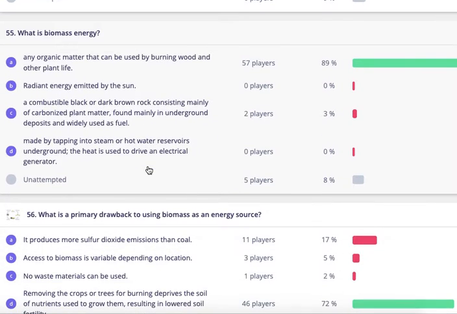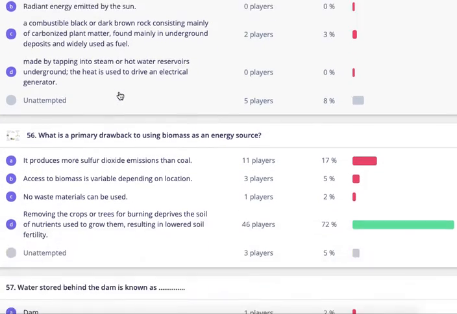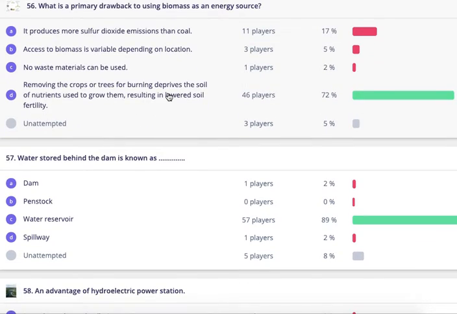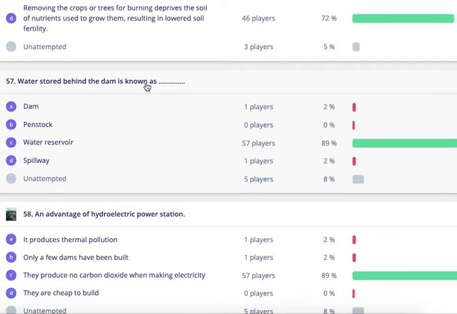What is biomass energy? Organic matter. Drawback of using it: removing crops or trees deprives the soil. You're destroying those root systems. You're going to reduce the quality or quantity of your soil. Water stored behind the dam, water reservoir.